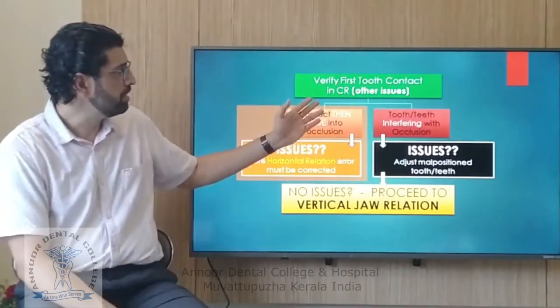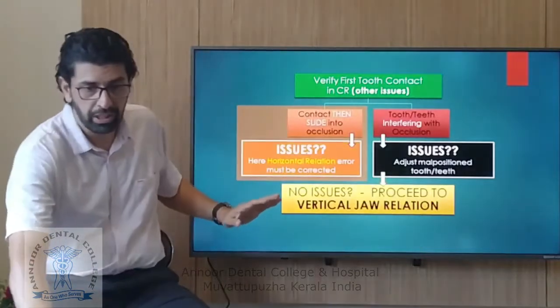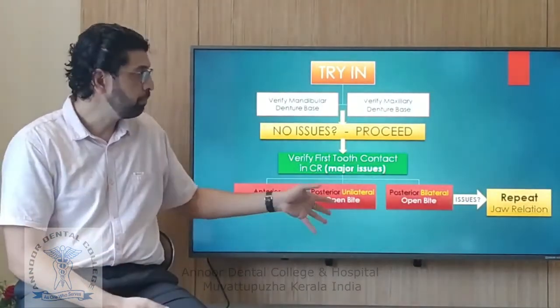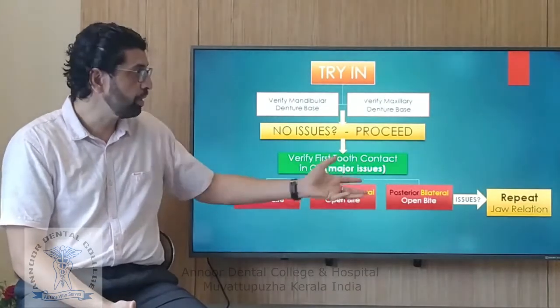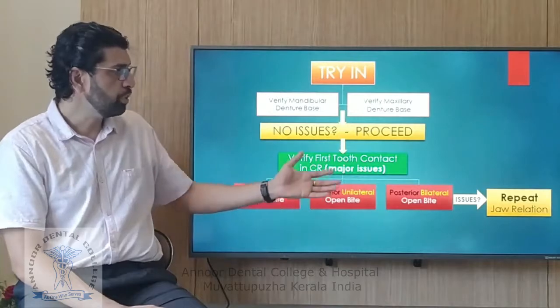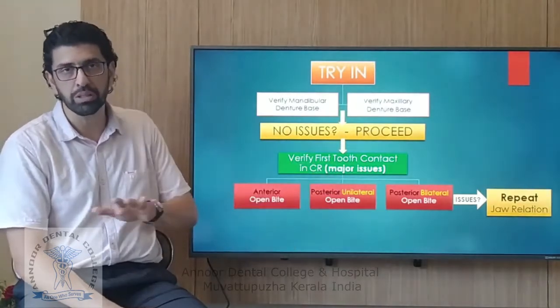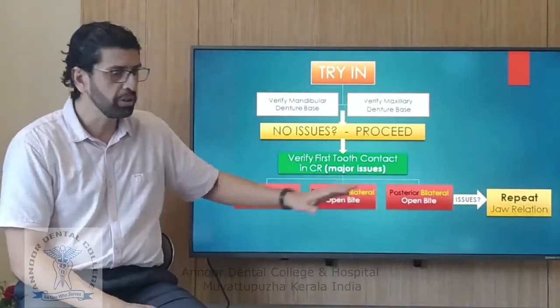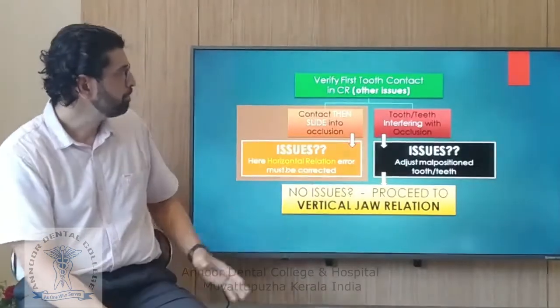So the first three issues that you can have here are an anterior open bite, a posterior unilateral open bite, or a posterior bilateral open bite. In this case, you're going to repeat the jaw relation, either using a partial jaw relation or a complete jaw relation. You're going to do something to repeat the jaw relation to correct this problem, right?